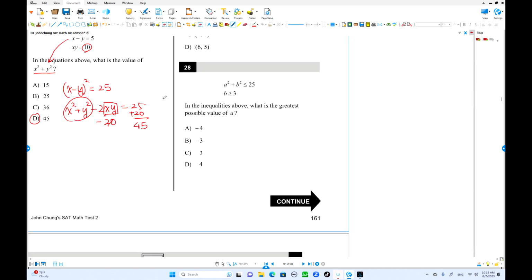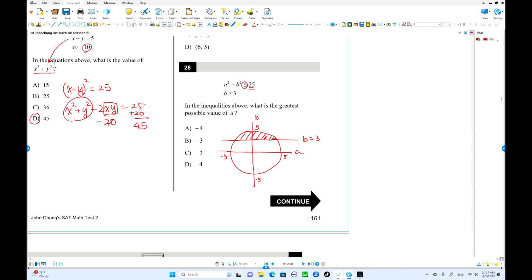Number 28. What is the greatest possible value of A? Solution set. First, we have to find where the solutions are. A squared plus B squared. I'm going to take this as A, this as B. It's a circle, right? So B equals 3. Where is B equals 3? The radius is 5. This is 5, negative 5, 5, negative 5. B equals 3 is over here, a little lower than 5. Okay, this is B equals 3. Less than 25 is inside the circle, and B greater than 3 is above the line. So this is the solution set.